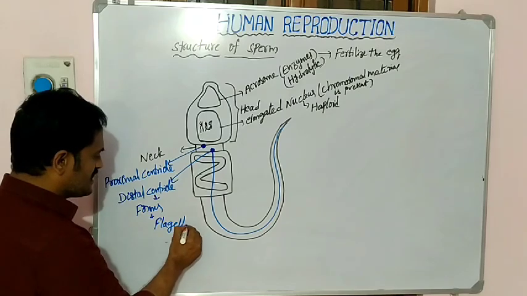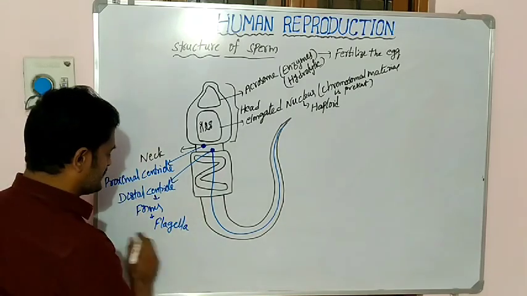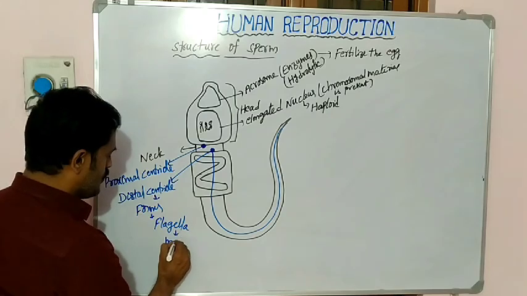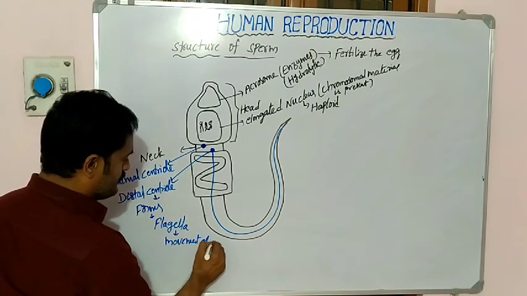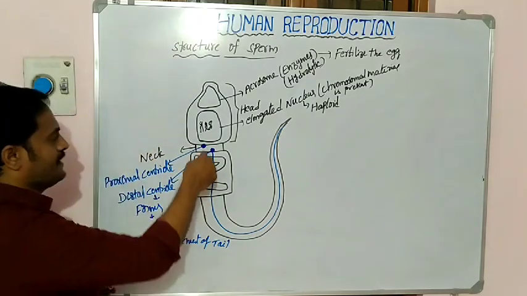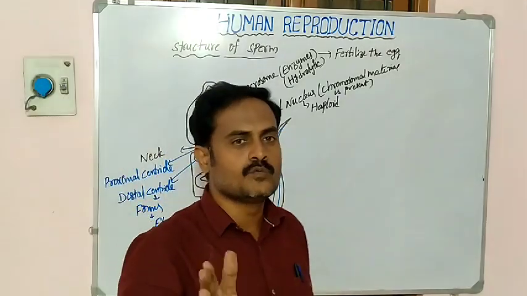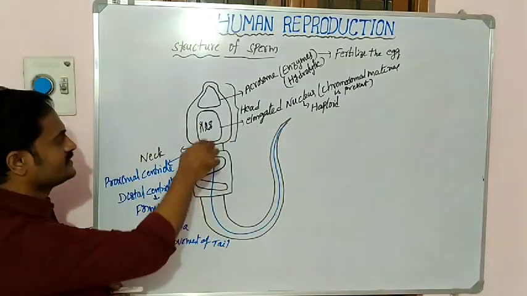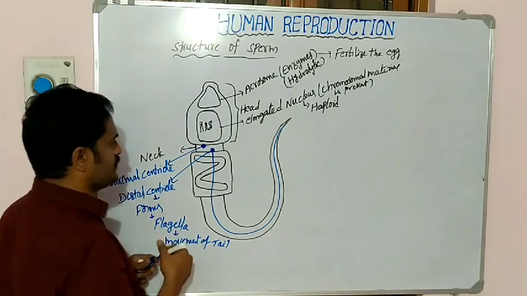So this flagella is helpful for the movement of the tail. The tail movement depends upon the flagella. The flagella helps in moving the tail of the sperm cell. Okay, now coming to the next part.